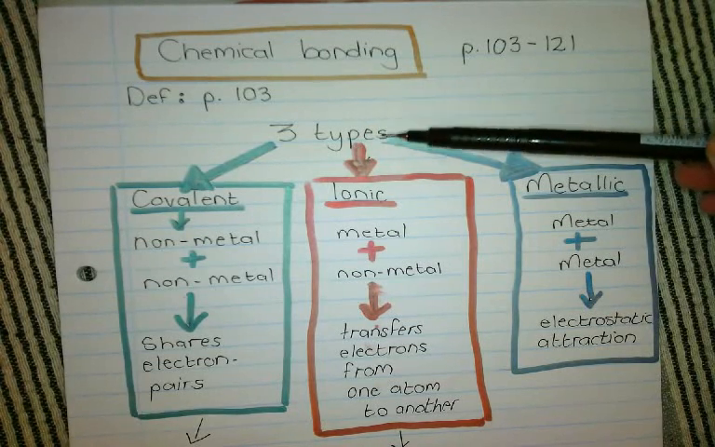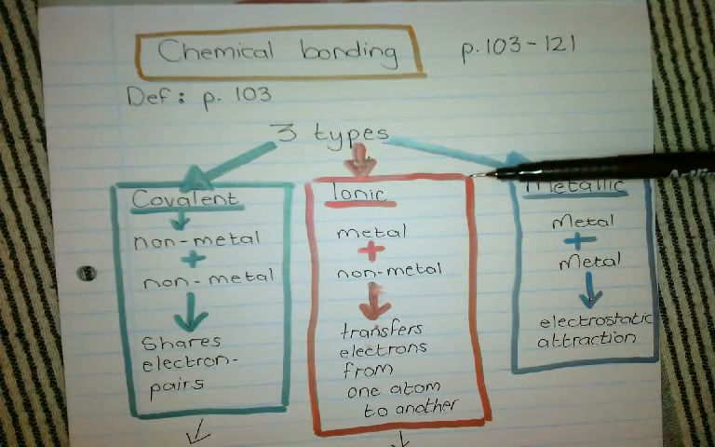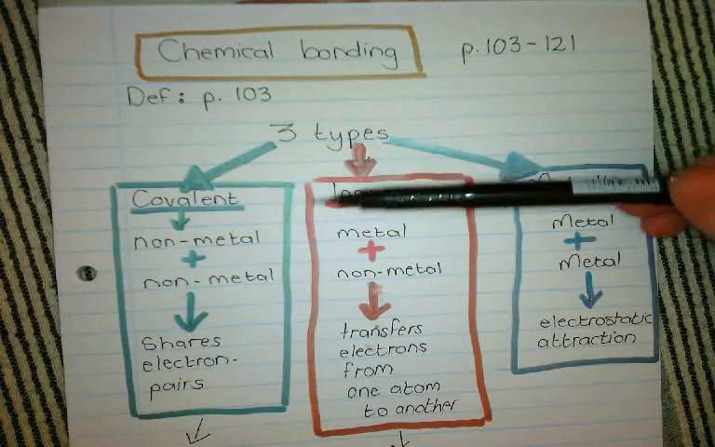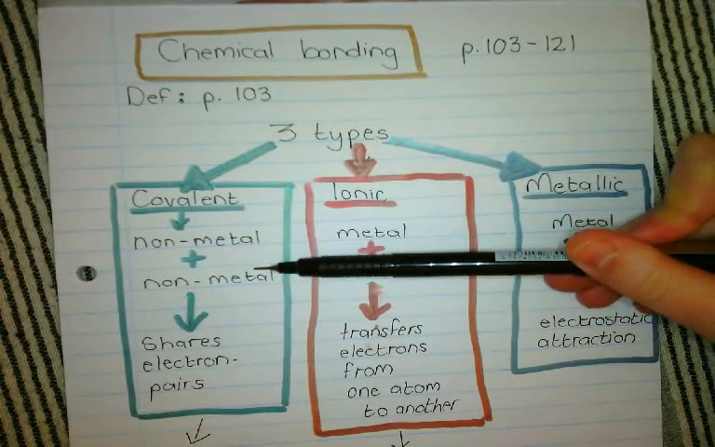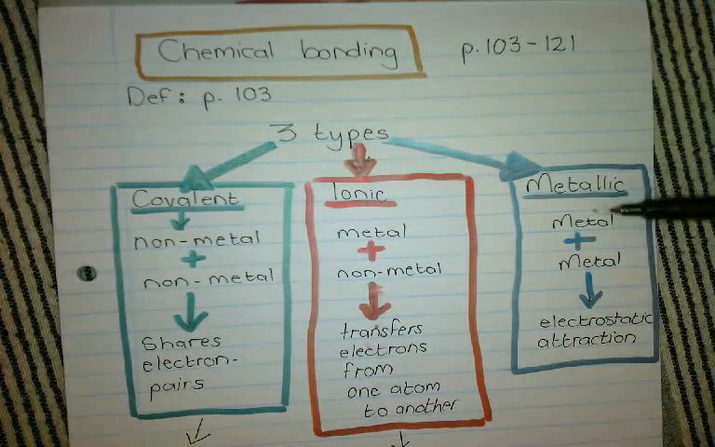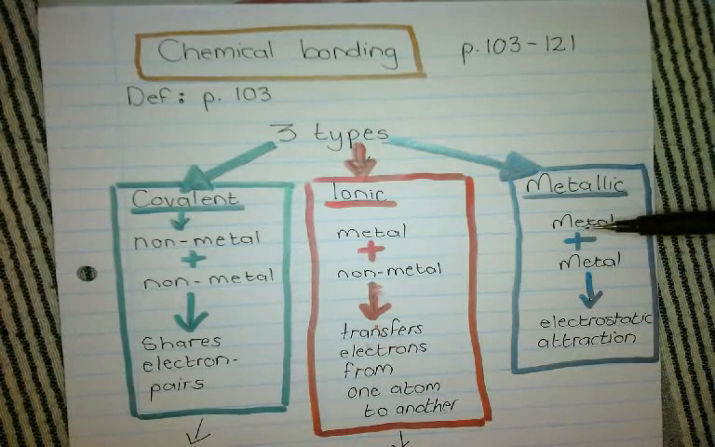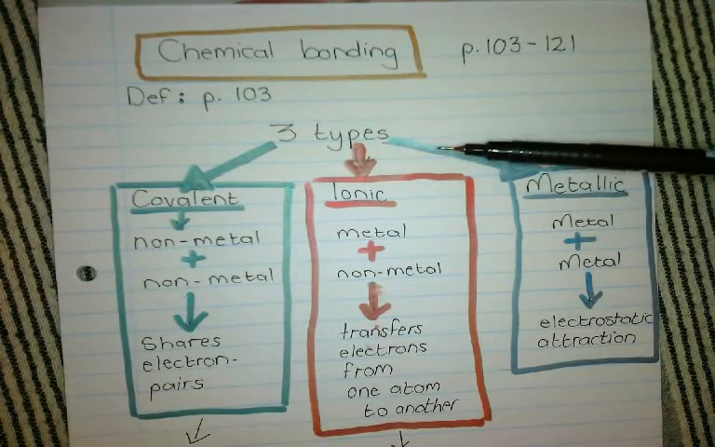Okay, so we have three types. And if we think about these three types, it's really logical because we can have either a non-metal and a non-metal bond, or a metal and a non-metal, or a metal and a metal. Okay, so that is how we can identify the three different types of bonds that we get.